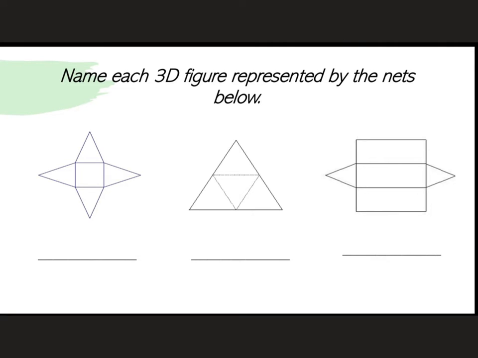So looking at this first one, I see 4 triangles and 1 rectangle. Remember, you can never have more than 2 bases, so I know that rectangle has to be my base, so it's going to be rectangular. And since I only have 1 of them, I know it's going to be a pyramid.